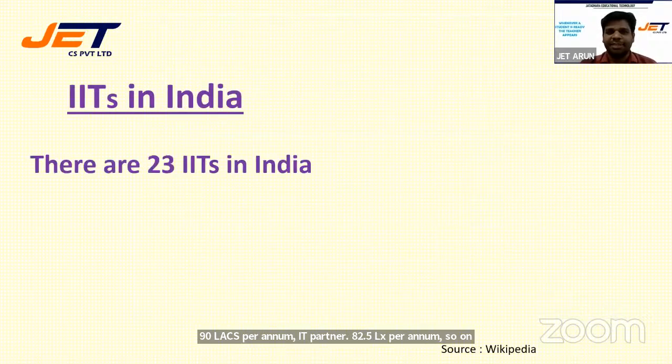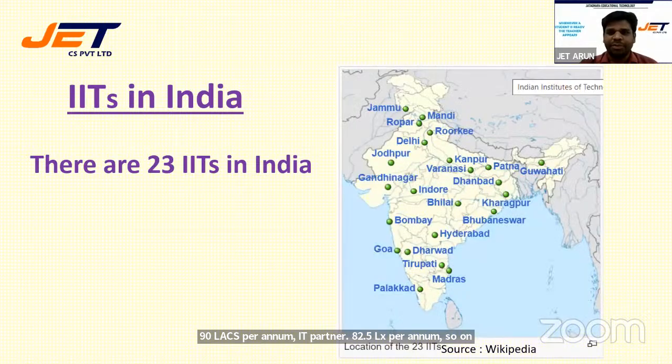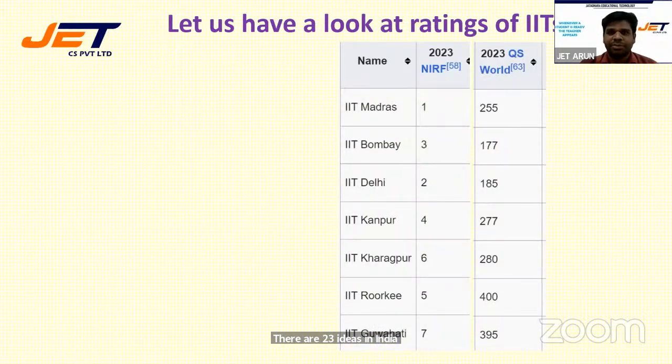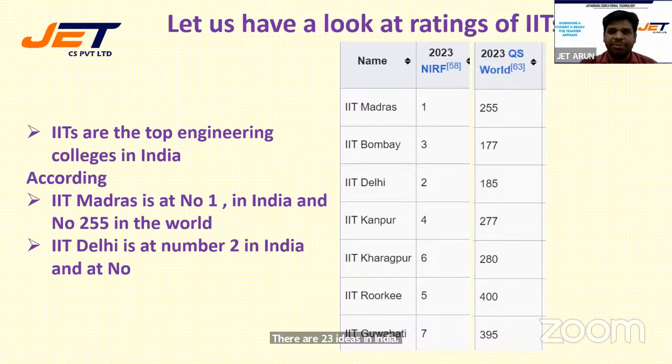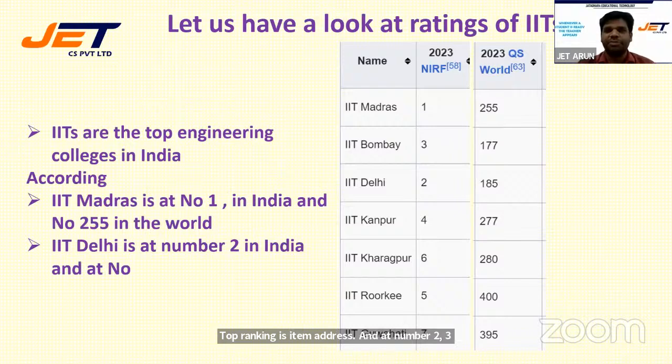There are 23 IITs in India. Top ranking is IIT Madras. At number 2 comes IIT Delhi. Number 3 is IIT Bombay. They are top engineering colleges in India. IITs are Indian Institutes of Technology, which are top institutes in India.